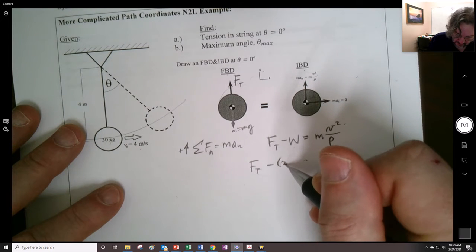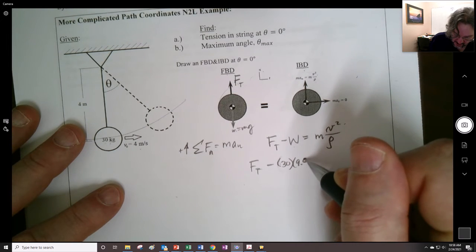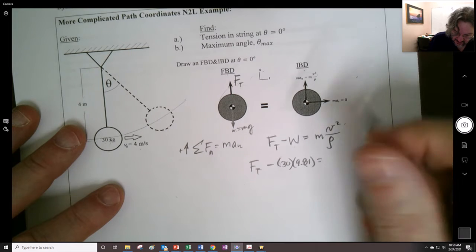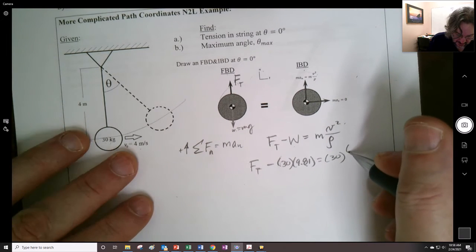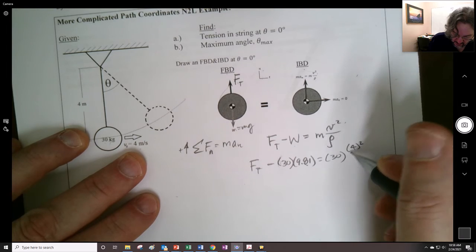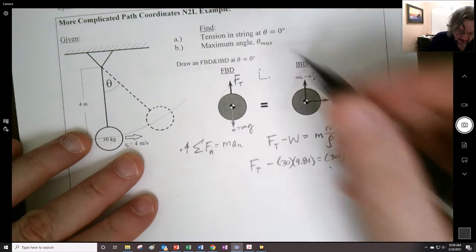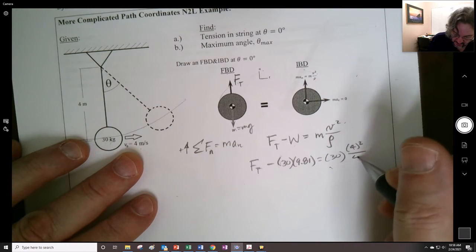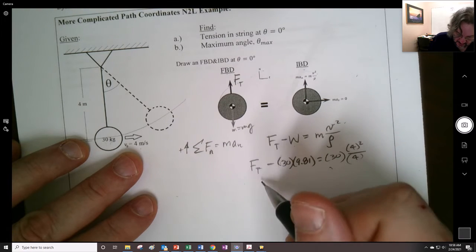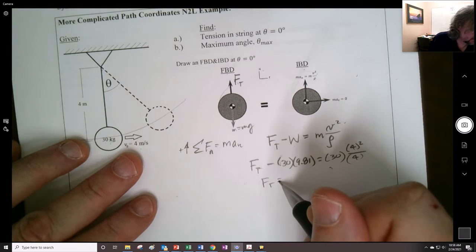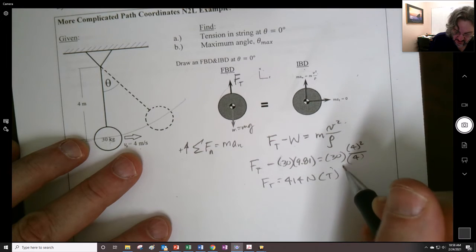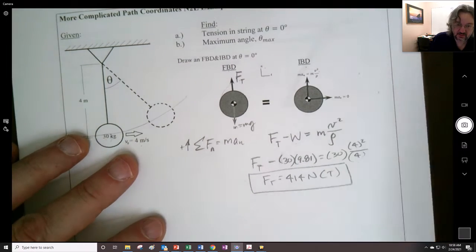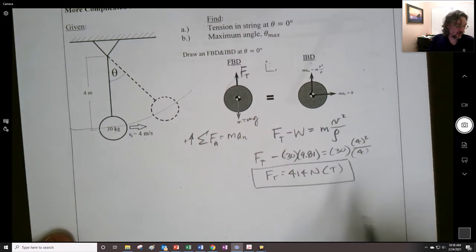So we have 30, and we are in SI, so it's 9.81 times 30, and velocity is 4 squared. The length is going to be the curvature, the radius of the arc. So we get a tension equal to 414 newtons. We can even say it's a tension right there. That's good. Now comes the hard part, right?